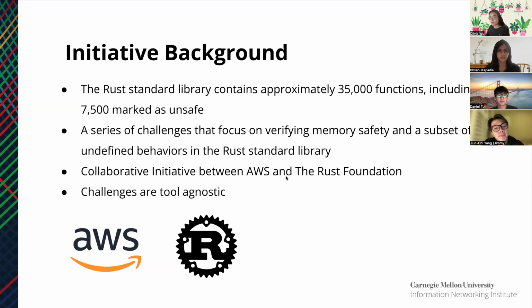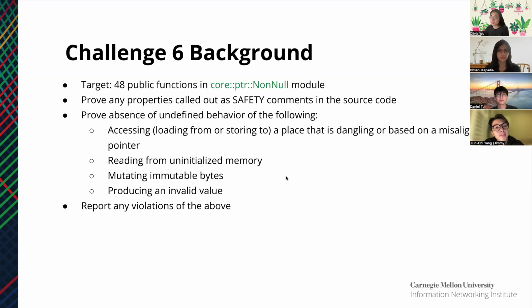So for the four of us, the specific challenge we're tackling is number 6, verifying the non-null module, which includes 48 public functions. And our goal is to prove mainly two categories of things. One is the safety requirements that are commented in the source code itself. And the second is proving the absence of four types of undefined behaviors as shown here on the slides. And of course, in the verification process, if we find any actual violations of the above two, then we will also report that to the Rust community.